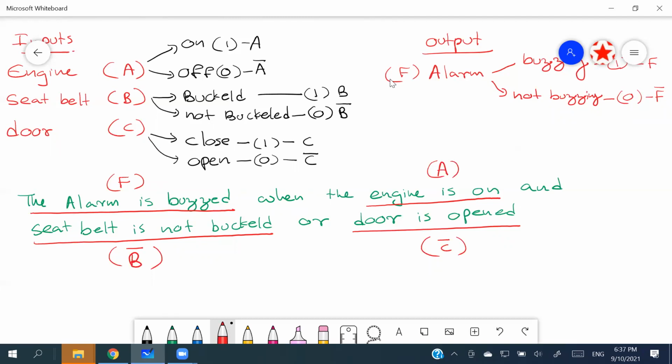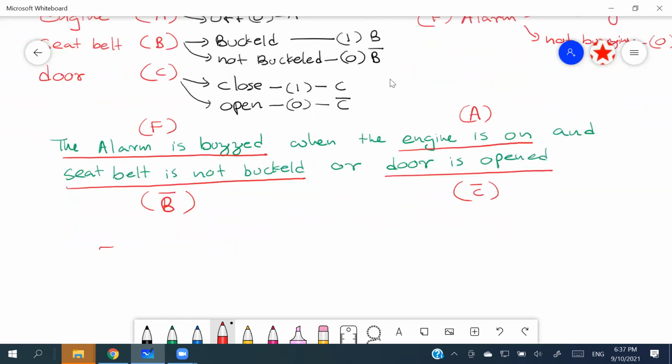So we can minimize this into an equation by saying F equals A and B bar or C bar. And according to this scenario, one of these should happen with A. So for that reason, B bar or C bar should be inside the brackets.